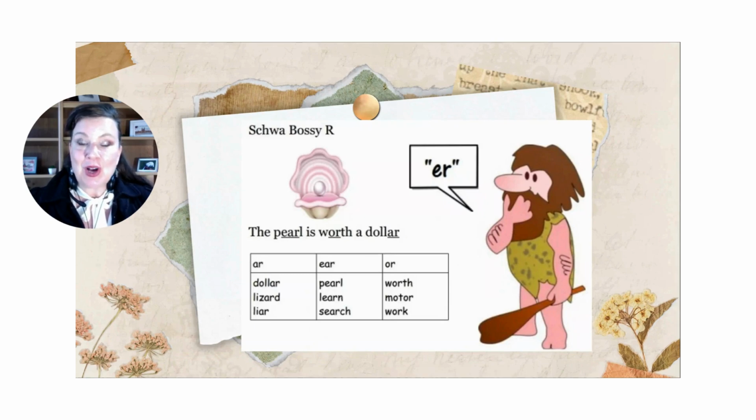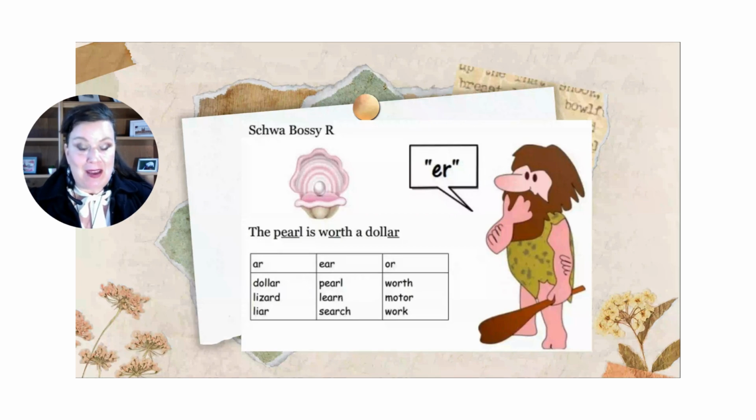So having this knowledge that this can change your pronunciation in some of the words, the vowel will disappear, and you will simply hear the rhotic R. For example, let's practice this. For the AR sound, instead of R, we're going to hear dollar, lizard, liar.